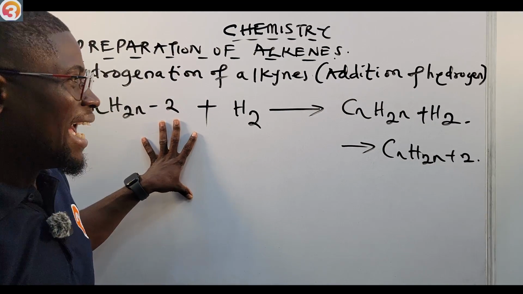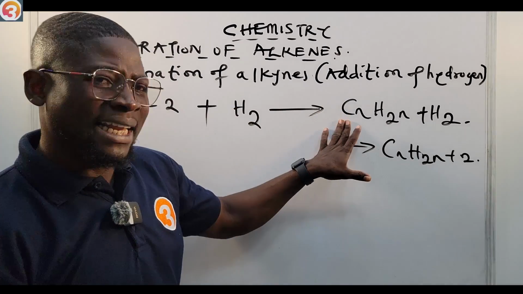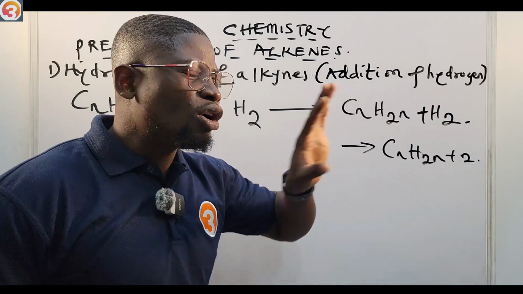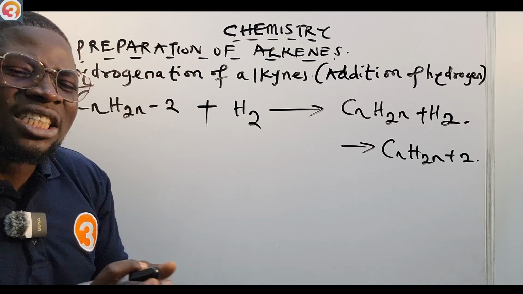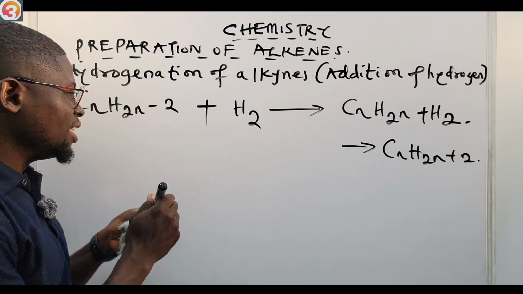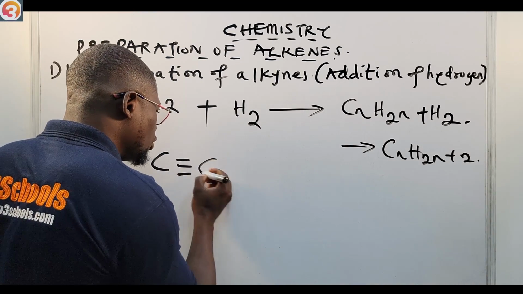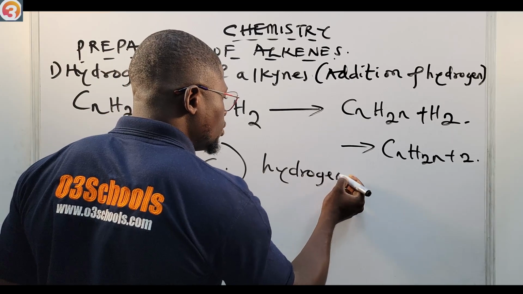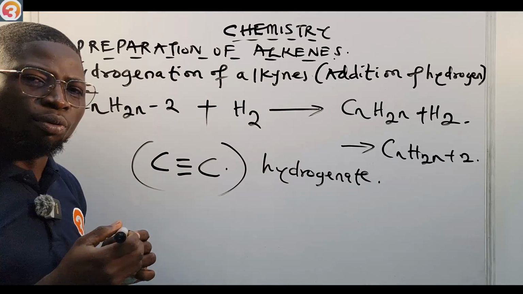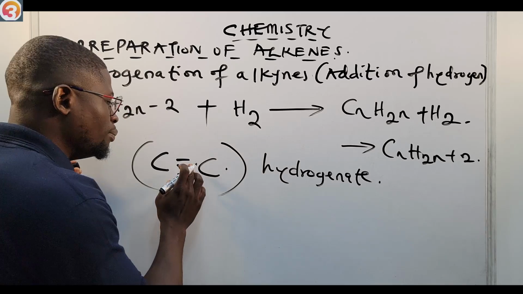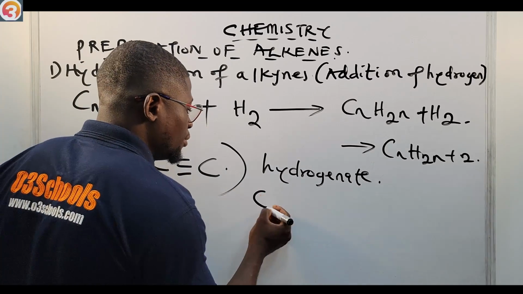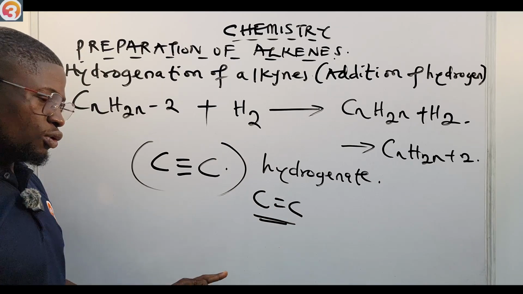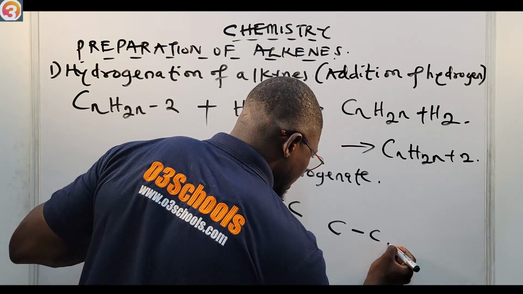So once you hydrogenate an alkyne, you are going to have an alkene. Once you hydrogenate an alkene, you are going to have what? An alkane. Also, once you hydrogenate a carbon-to-carbon triple bond, one of the bonds is broken. We now have a carbon-to-carbon double bond. So once you hydrogenate a carbon-to-carbon double bond, we now have a carbon-to-carbon single bond.